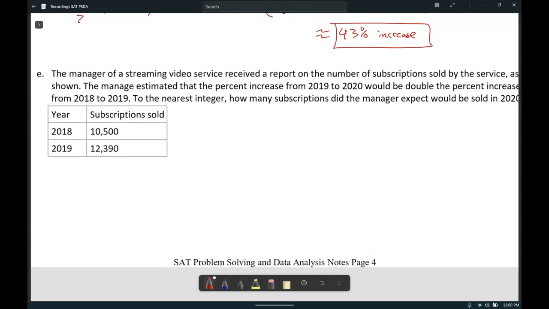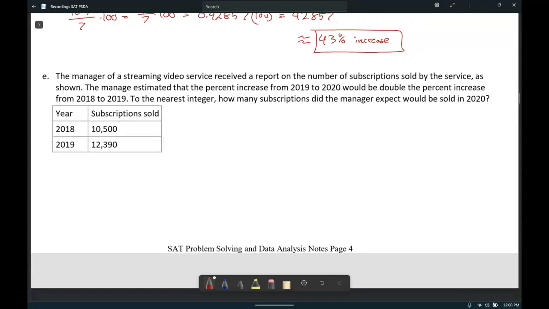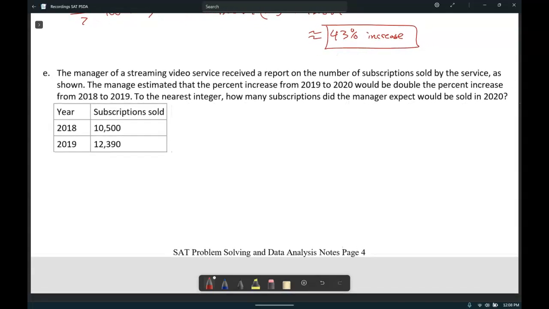Last one we're going to look at. The manager of a streaming video service received a report on the number of subscriptions sold by the service, as shown. The manager estimates that the percent increase from 2019 to 2020 would double the percent increase from 2018 to 2019. To the nearest integer, how many subscriptions did they expect in 2020? So we basically want to finish this chart, but the first thing we need to do is find the percent increase from 2018 to 2019. So we'll start using our difference over the initial.